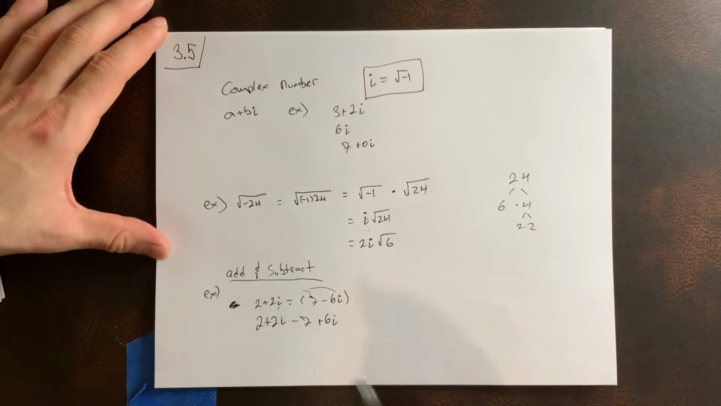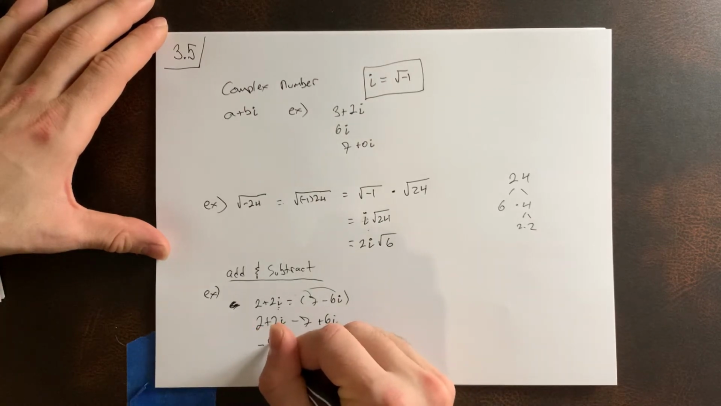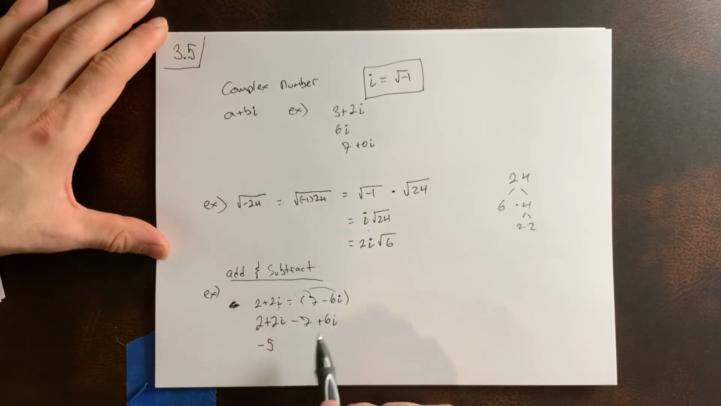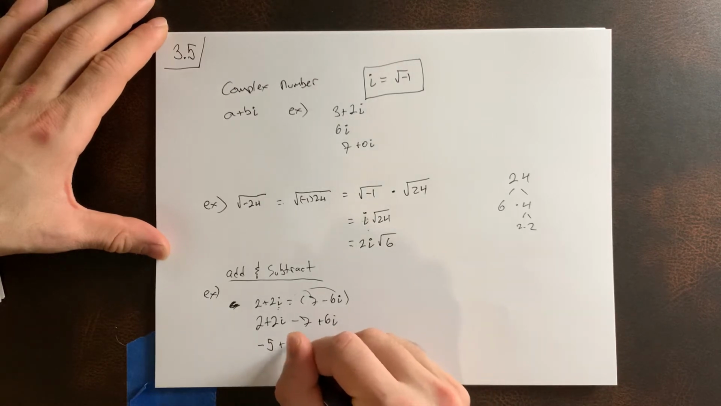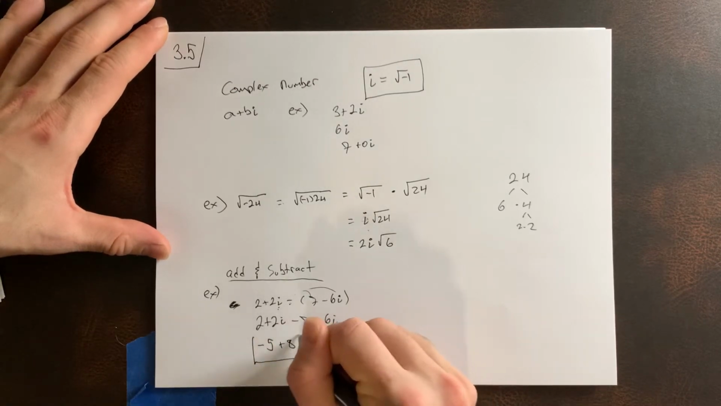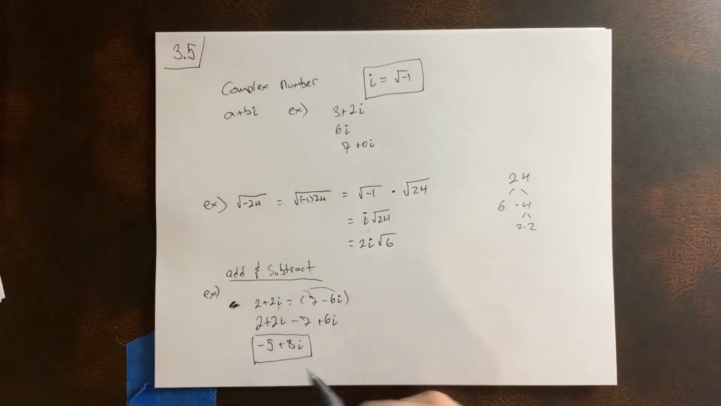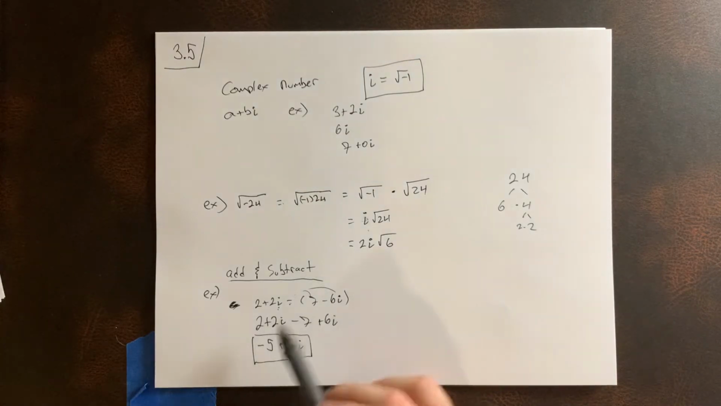Now let's combine all the like terms. We have a 2 minus a 7, that's a minus 5. 2i plus a 6i, that's an 8i. All we did here is pretend that i was just a variable. It could have been an x or a y, it didn't really matter. That doesn't change how the answer goes when we're adding and subtracting complex numbers.